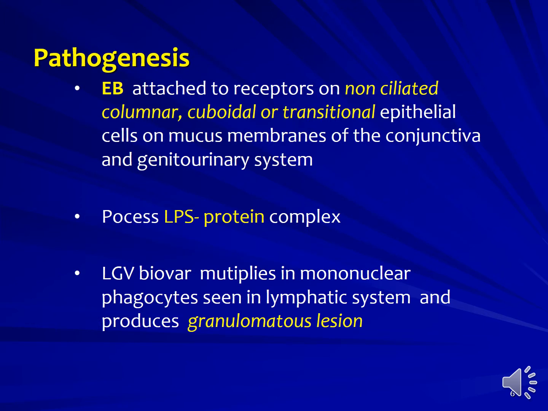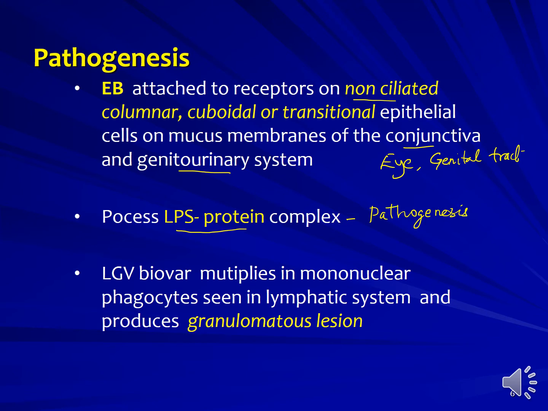Pathogenesis: the elementary body attaches to receptors of the non-ciliated columnar, cuboidal or transitional epithelial cells on the mucous membranes of the conjunctiva and the genitourinary tract. So the eye and the genital mucosa are commonly involved. These elementary bodies possess a lipopolysaccharide protein complex, which is responsible for their pathogenesis.